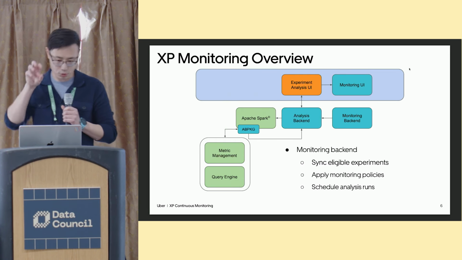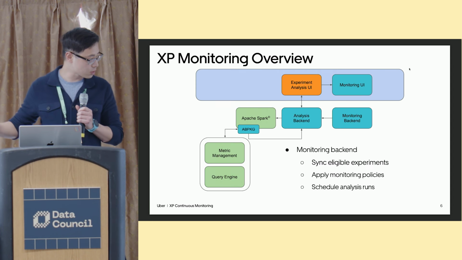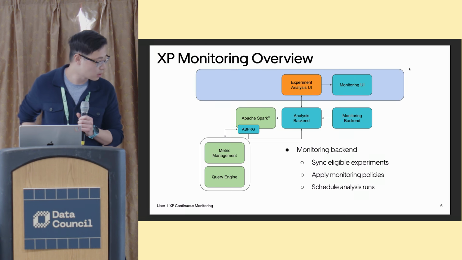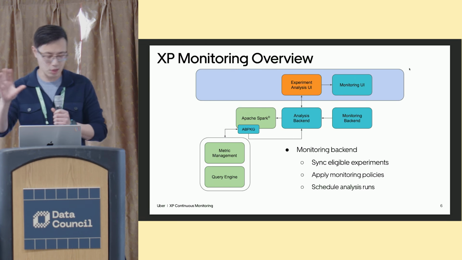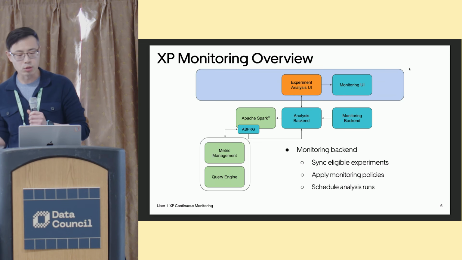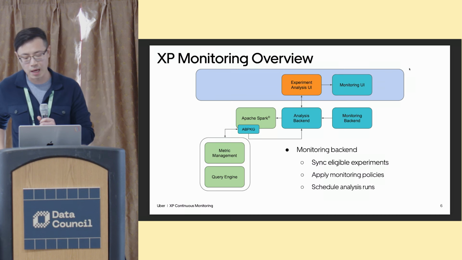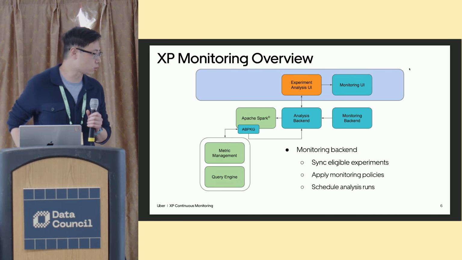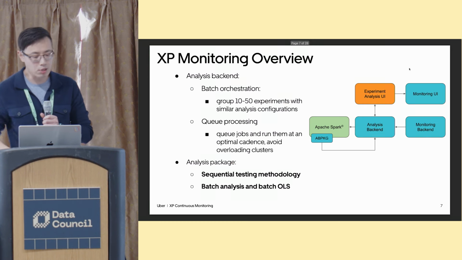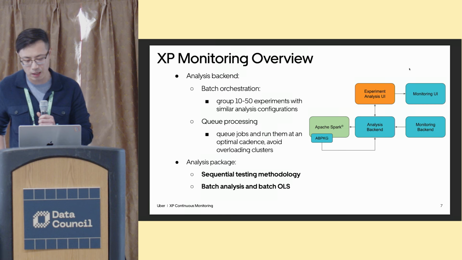Before I zoom into these two aspects, I want to give you an overview of what our XP monitoring system looks like and how it fits into our existing infrastructure. The new things, or the things that we updated, have been marked in blue here. So we first built a new monitoring backend responsible for syncing eligible experiments, applying monitoring policies, and scheduling analysis rounds on a regular basis. We also took a major step, a major upgrade, for our analysis backend and analysis package.